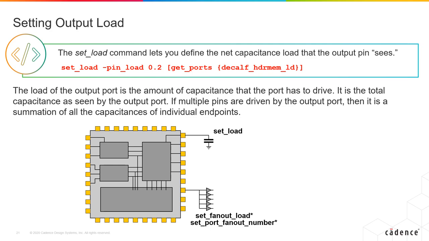Or, you can also specify the set_fanout_load and set_port_fanout_number, a combination of these two to determine the load per fanout and how much fanout it has. Both of these in combination can determine your total load that this particular output pin sees. Look at the notes to see examples of port fanout number and fanout load values and examples.